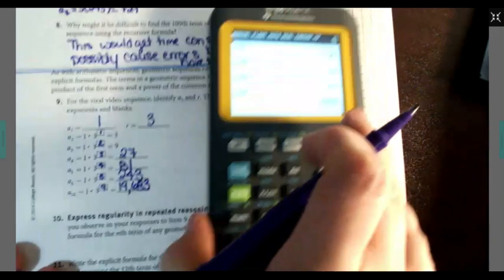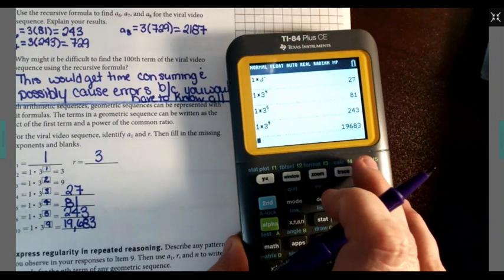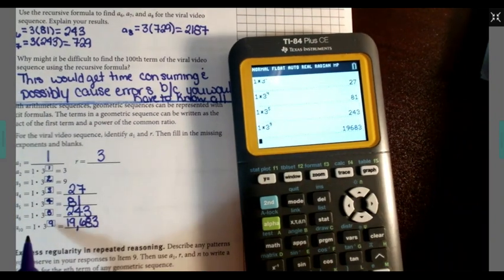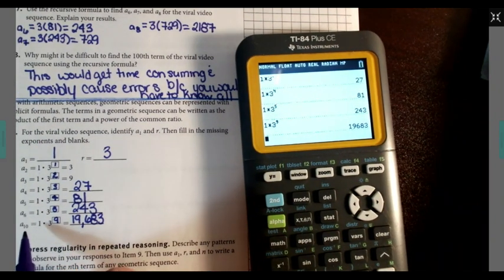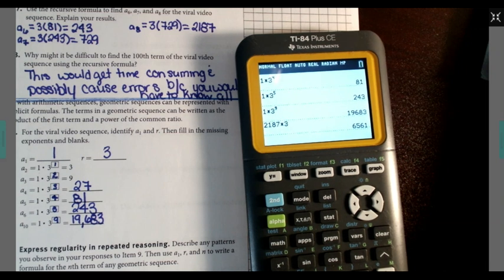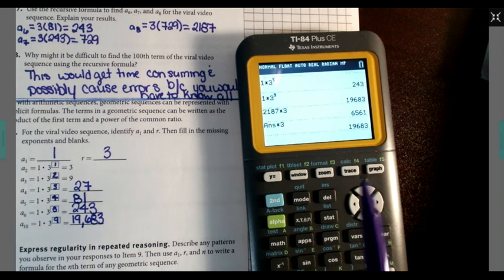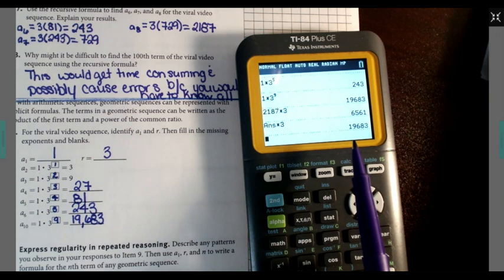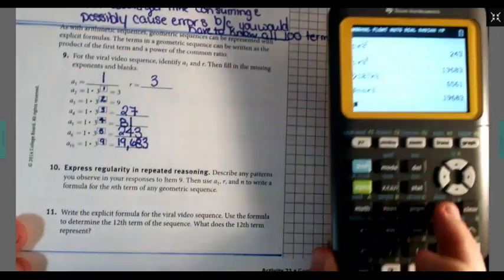Now, we had found the 8th term earlier, right? So how many more times would I have had to go in order to find the 10th term? 2. So let's just double check. 2187 times 3, and then times 3 should give me the same answer.